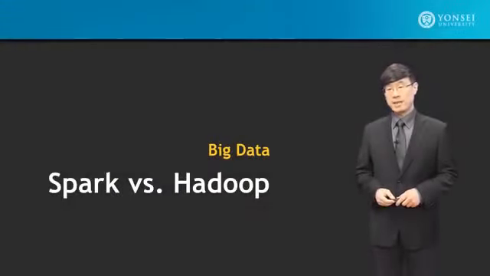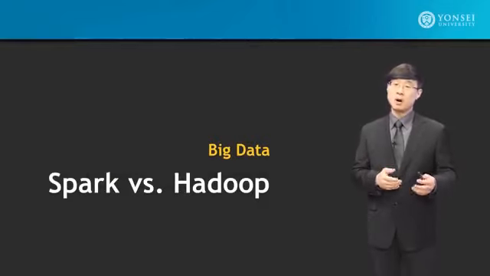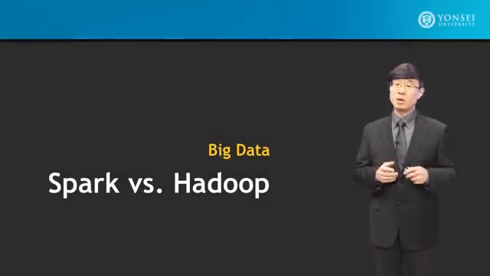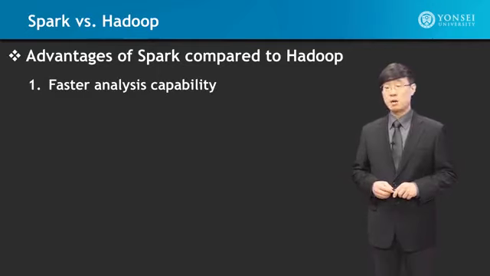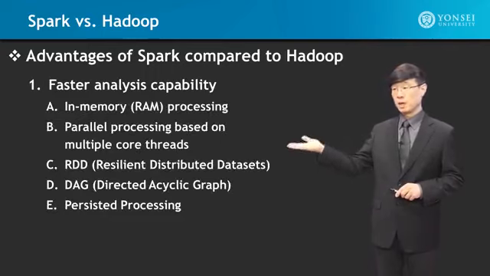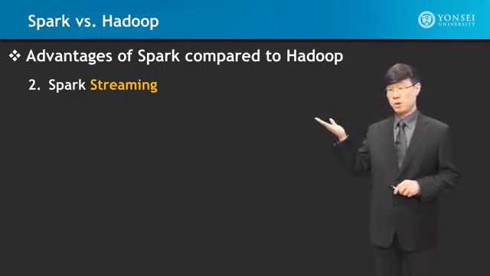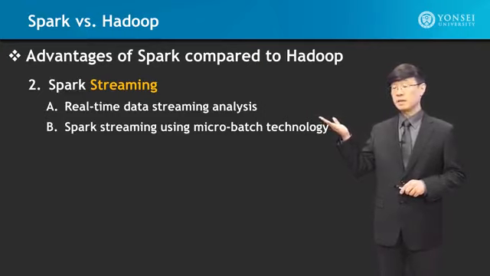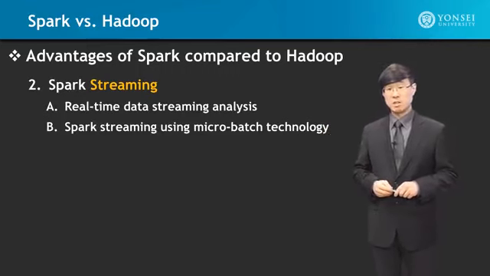Since we already understand the structure of Hadoop, let's use Hadoop and compare it to Spark to understand how the Spark system works, in addition to the advantages of Spark. The advantages of Spark compared to Hadoop include faster analysis capability due to these reasons. Spark also has Spark streaming, where real-time data streaming analysis is possible through this technology. Spark streaming uses micro-batch technology.